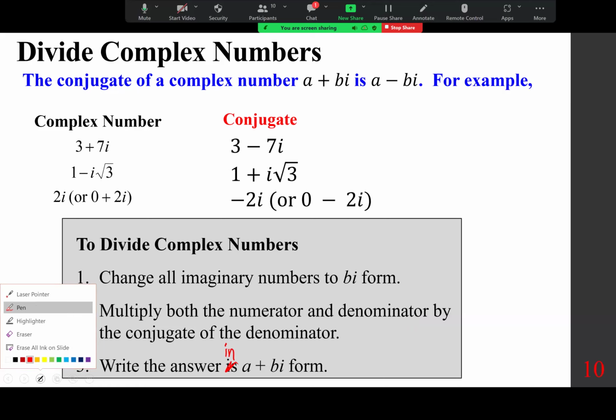Which is the standard form? The standard form a plus bi. So what do we mean by that? We are going to look at a simple example to make some sense out of this.